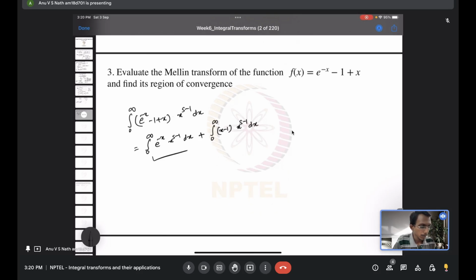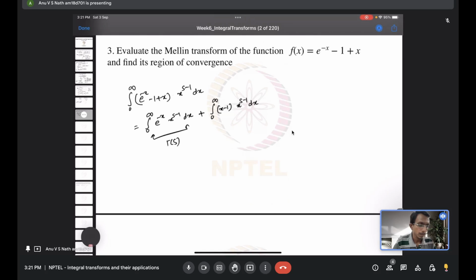The first one we know is basically the Mellin transform of exponential of minus x, which is going to be the gamma function. If you just see the definition, you will see this is actually the gamma function, right? The convergence for this is that the real part of s should be less than infinity and greater than 0, only then will it converge. But the second integral is just a polynomial, and for any s which is positive, this integral may not converge.